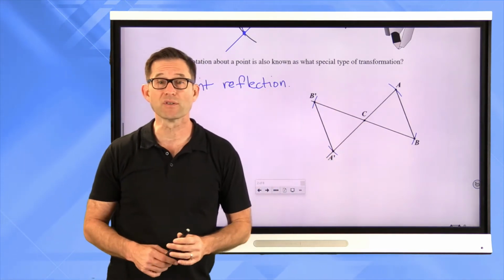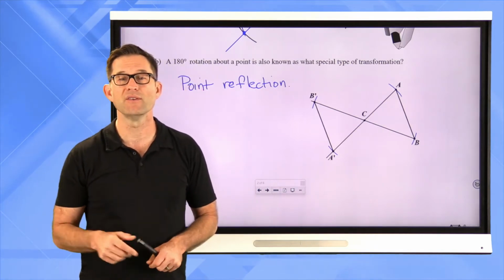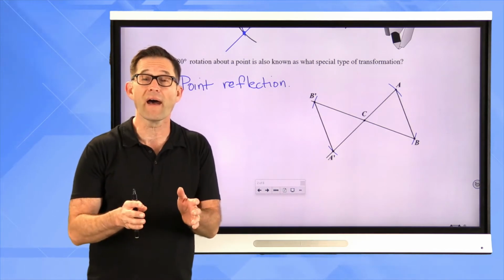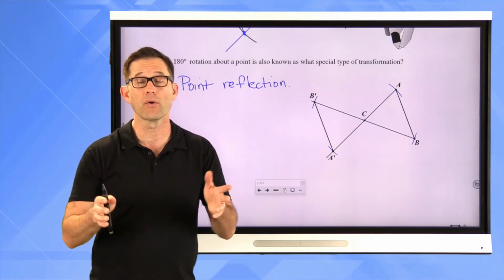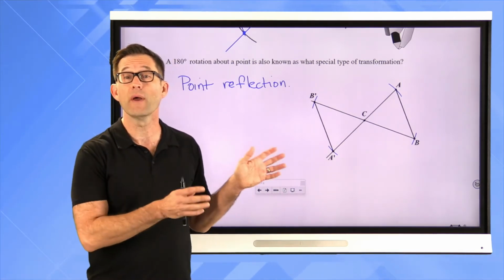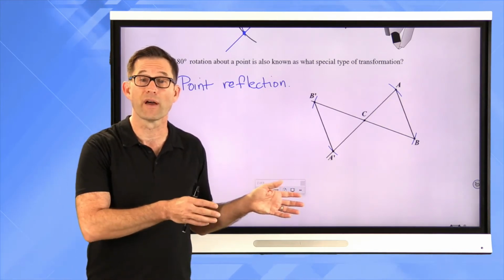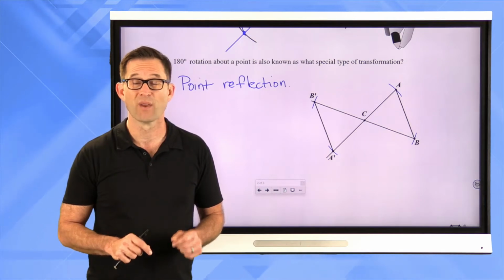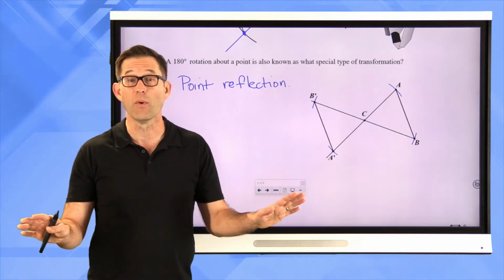So point reflections and 180-degree rotations about points are the same transformation. And you could be asked on a state exam or on a local exam to do a construction that is a point reflection, and that would be the same as a 180-degree rotation. All right, so now we've gotten the easy one out of the way.